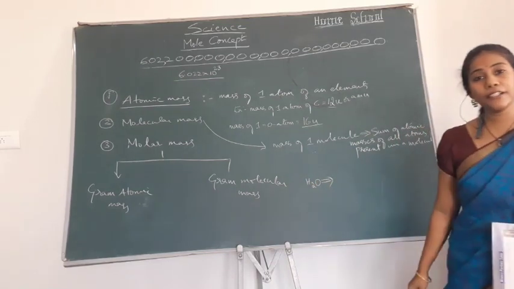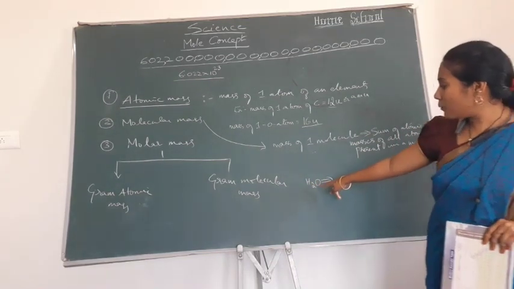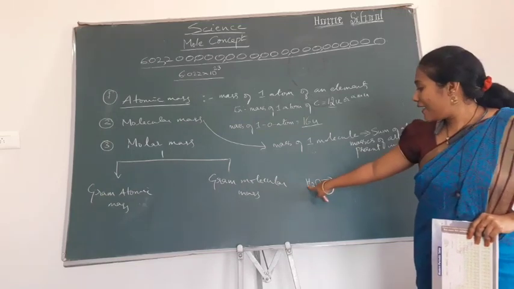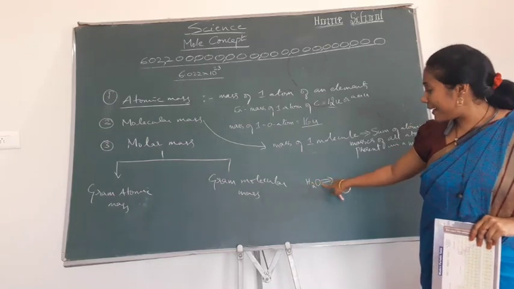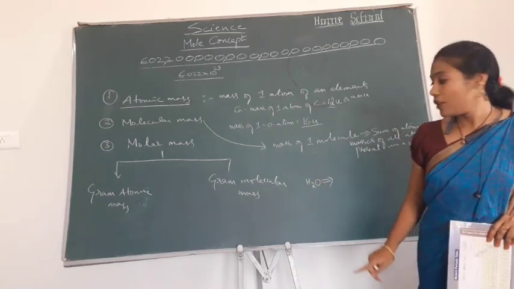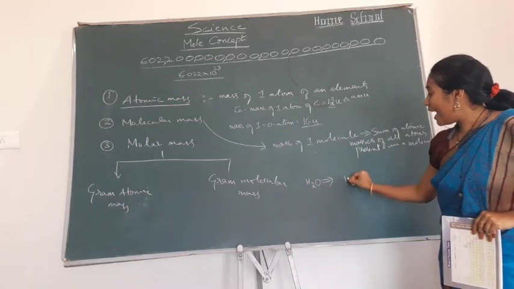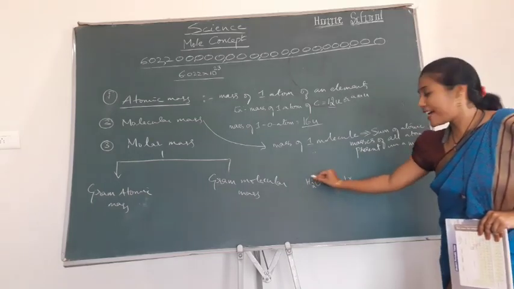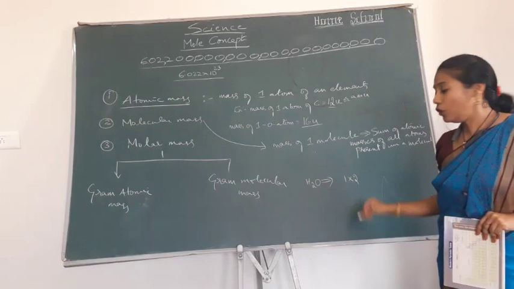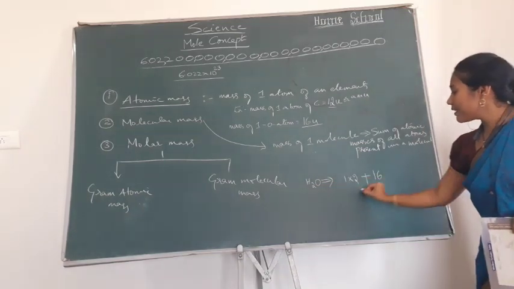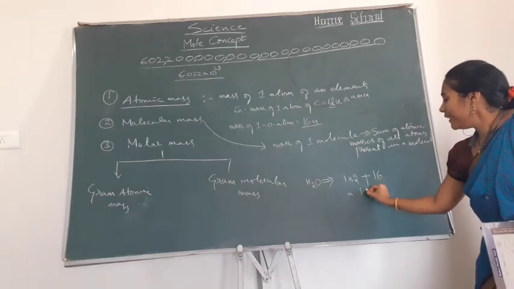Let us calculate for water. Water has how many elements, guys? 2 elements. And you have 2 hydrogen atoms and 1 oxygen atom. So what is the atomic mass of hydrogen? 1. How many hydrogens are there? 2. So 1 into 2 plus the atomic mass of oxygen, which is 16. So when you add, you will get 18.